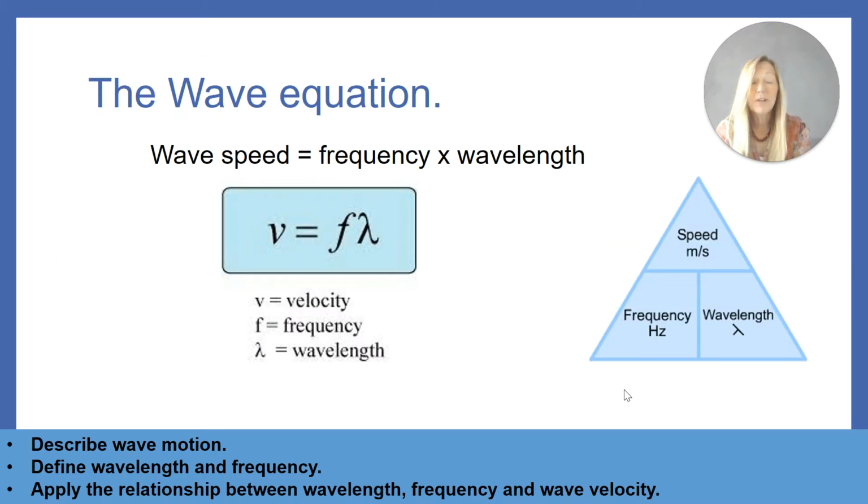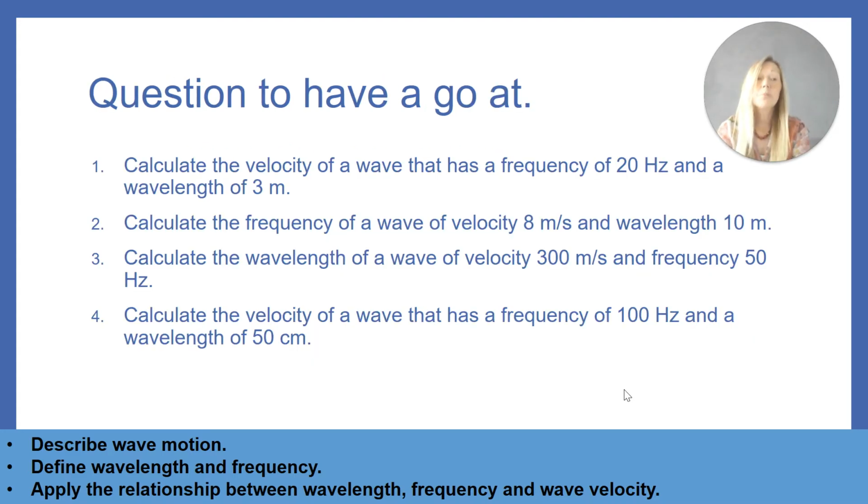Applying that relationship, it's a wave equation, and you need to learn this one. They won't give it to you for your GCSE. So wave speed equals frequency times wavelength. You can see there I've added a triangle. You need to remember this equation, be able to rearrange it, and obviously use it. So we're going to have a little practice with that. Pause the video here, have a go at these questions using the wave equation, and then I'll come back and share the answers with you.